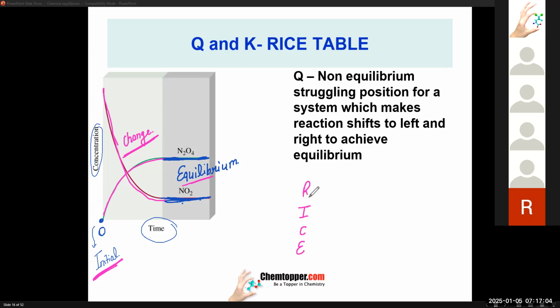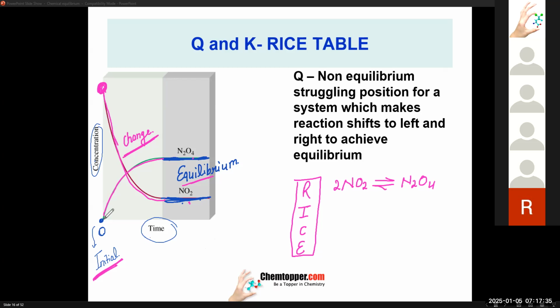And reaction. Can you see Rice? What is the reaction here? The reactant is NO2, and the product is N2O4. Please answer my question. Why did I say the reactant is NO2?